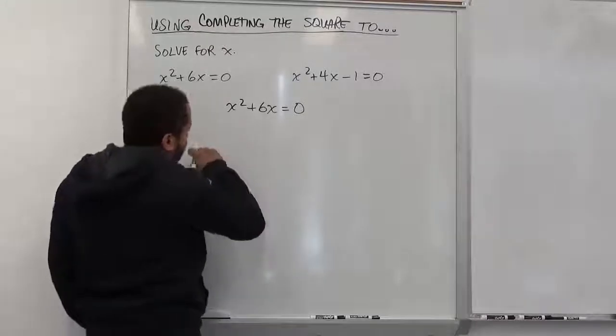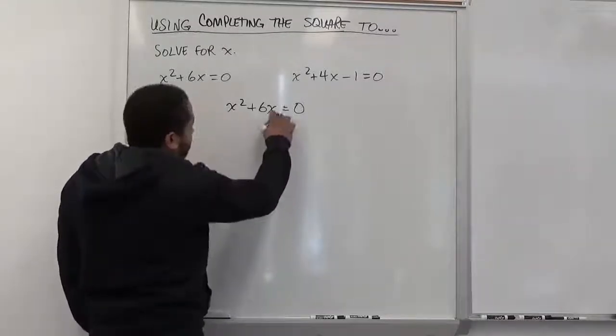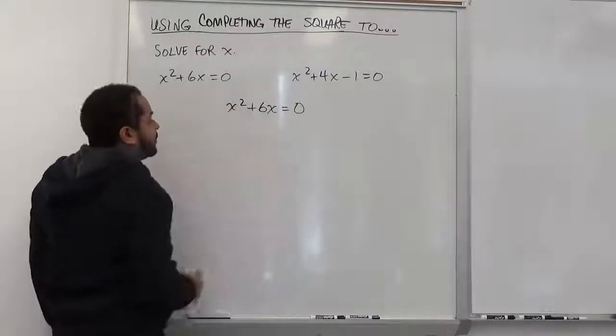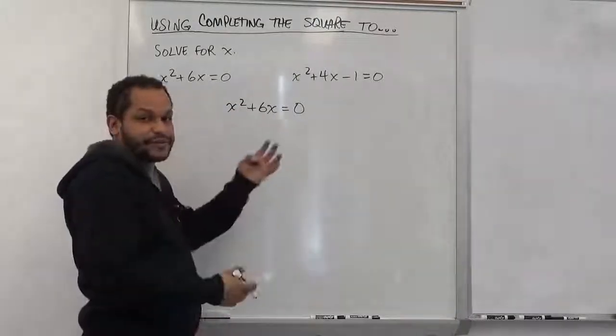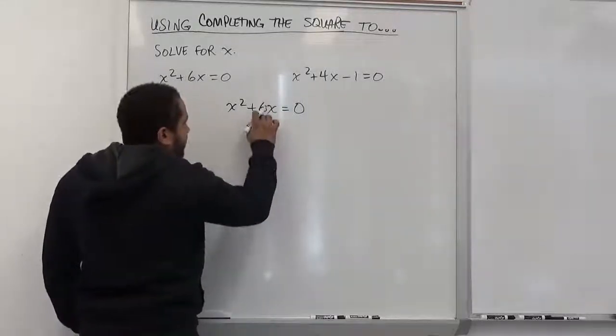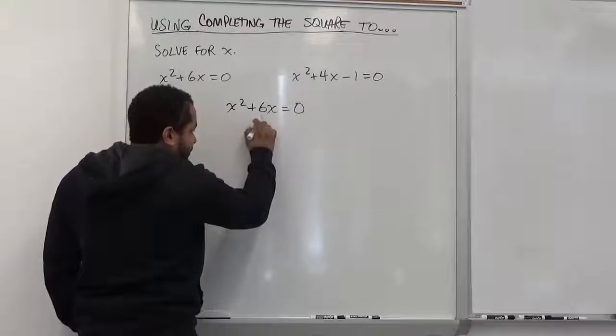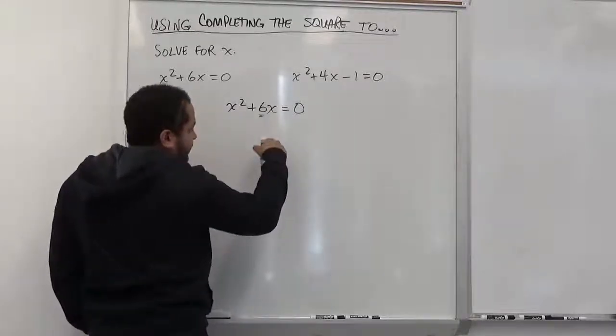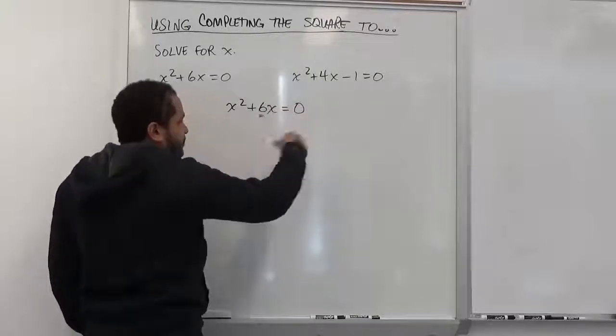In the first case, what we always want to do when completing a square, whether or not we have that constant, is factor out the coefficient of the x squared term. In this case, it has no x squared coefficient, which makes our lives a lot easier. What we're going to do then is take half of the middle term, the coefficient of the middle term, which is a positive 6 in this case, and add the square of half of the middle term to both sides.